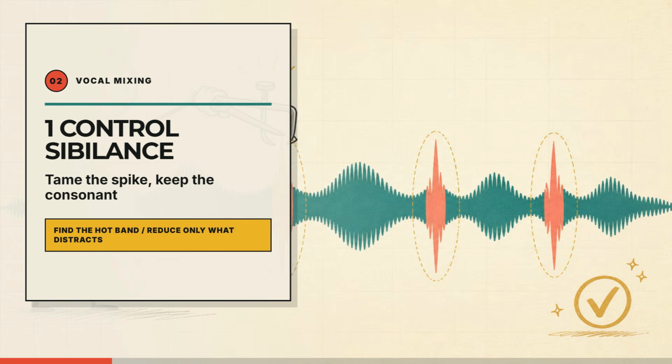Do not de-ess because a checklist says every vocal must have it. De-ess because a consonant is distracting. Identify where it lives and stop when the performance sounds natural again.